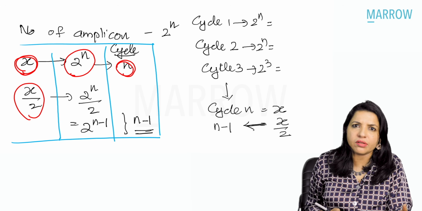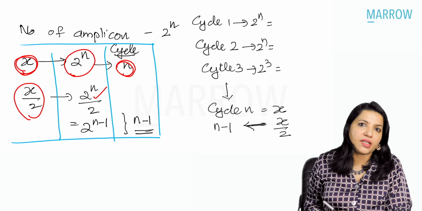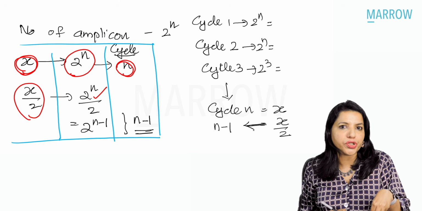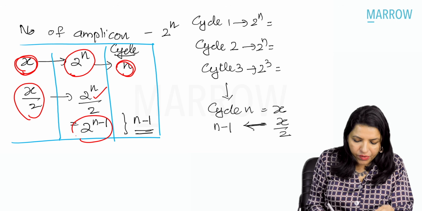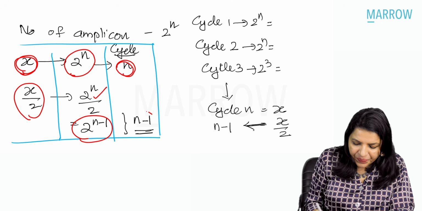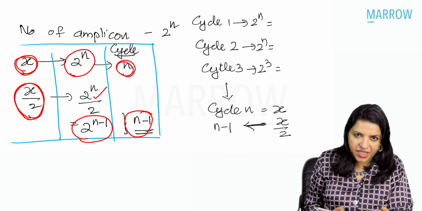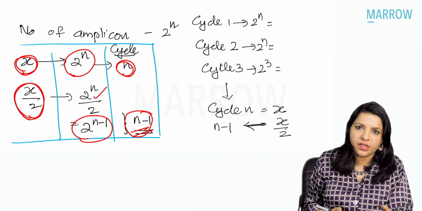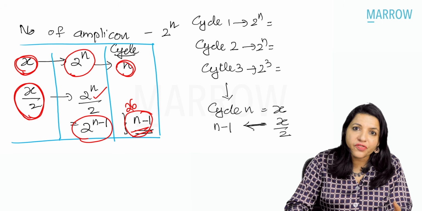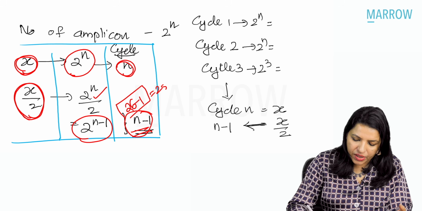X is calculated by the formula 2 to the power of n, which means the question is asking when we are going to get 2 to the power of n divided by 2. We know that 2 to the power of n divided by 2 is 2 to the power of n minus 1, which means that the cycle where we are getting half the number of DNA is n minus 1. For example, in this case, it is given 26 cycles, and half the number we are getting at cycle 26 minus 1, which is 25.